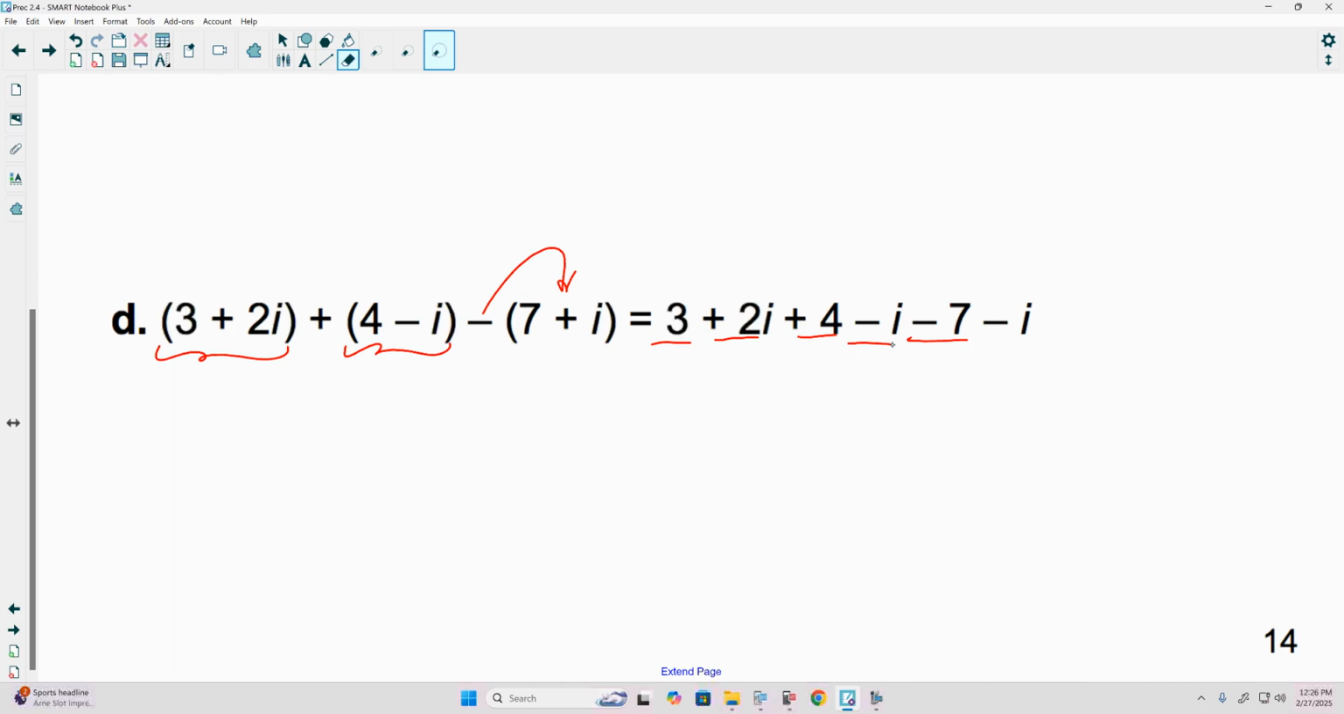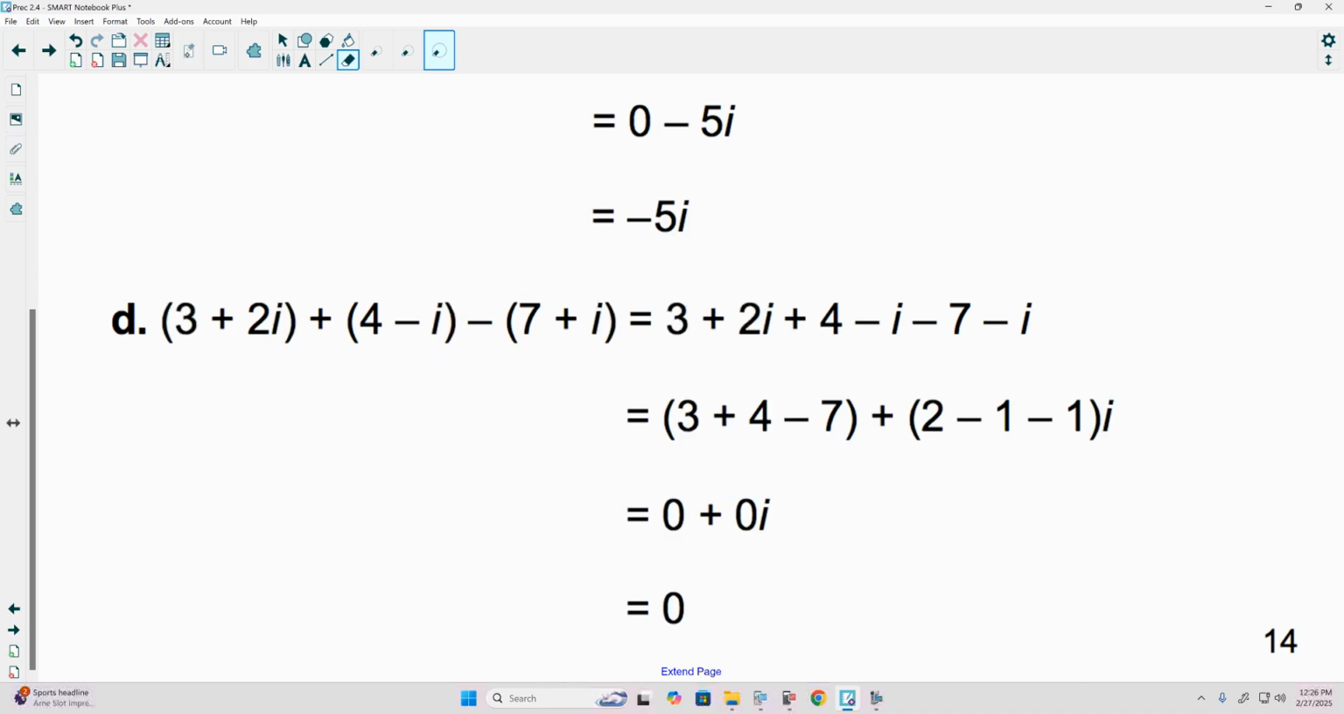2i minus i. Minus i is 0. Everything ended up canceling out. Because 2i minus i would be 1i, and 1i minus another i is 0. Yeah, this whole thing ended up being 0.